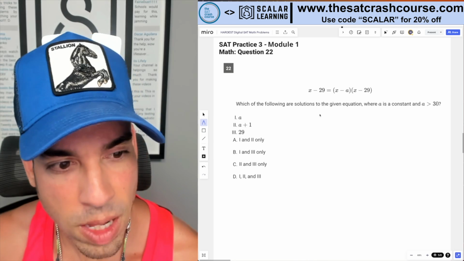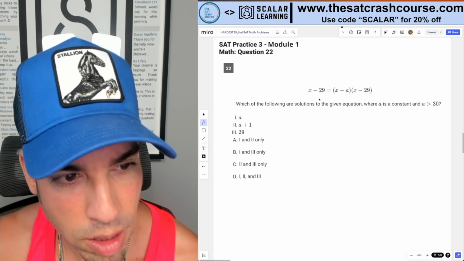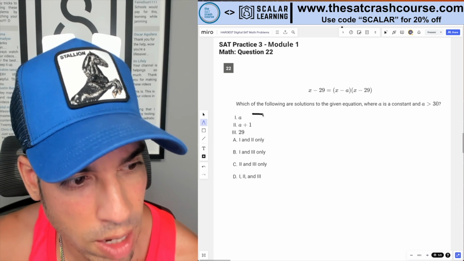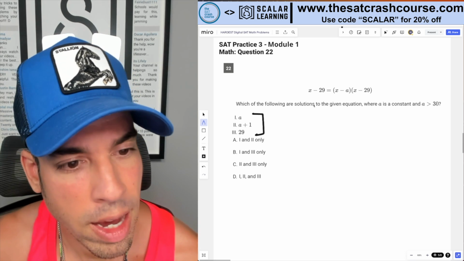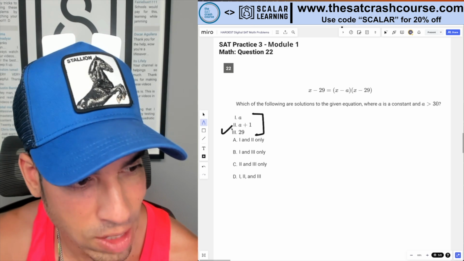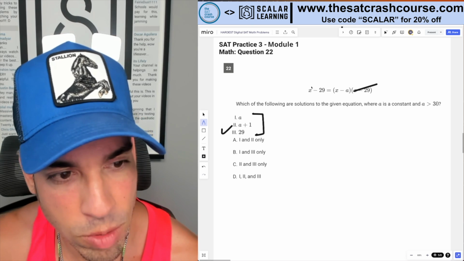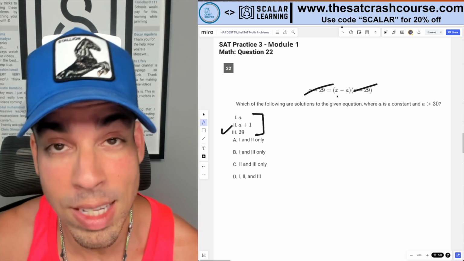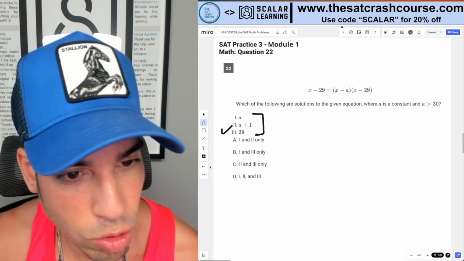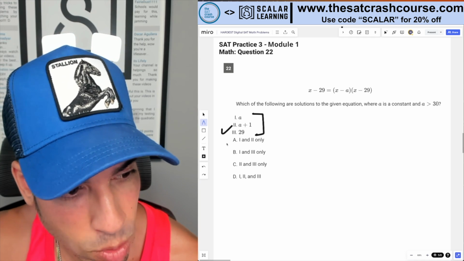Done. Which of the following are solutions to the given equation where a is a constant and a is greater than 30? Okay, so for this one, we've got 3 different options. And if we're trying to find solutions, I already know that 29 has to work. The reason why is because when I plug in 29 for x, this becomes 0 and this becomes 0. 0 times anything is 0. So we're going to end up with 0 equals 0, which is true. So that means 3 is definitely legit.